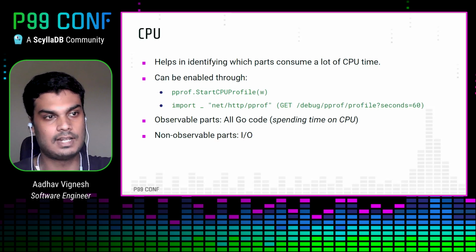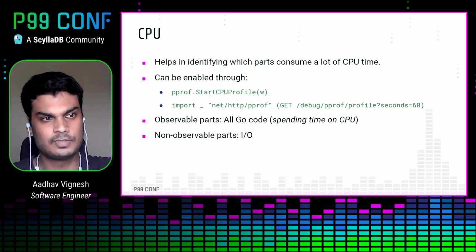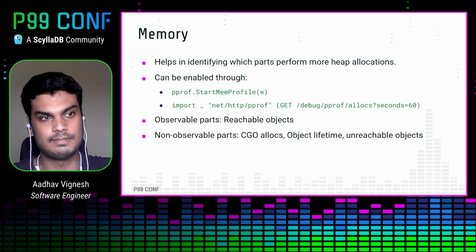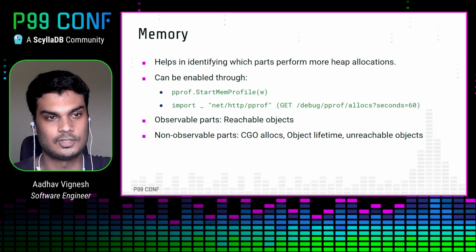So the CPU profile helps in identifying hotspots in your code which consume a lot of CPU time. And all Go code spending time on CPU is observable here except IO. And the memory profile is helpful in finding places which perform a lot of heap allocations. However, CGO allocations are not observable in this type as per my observation.